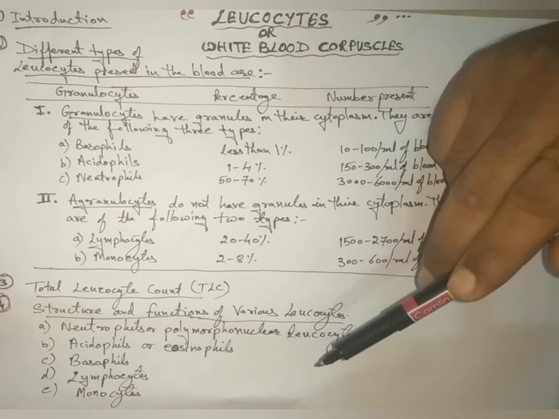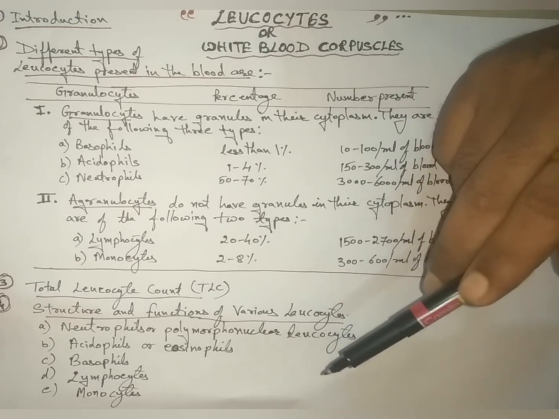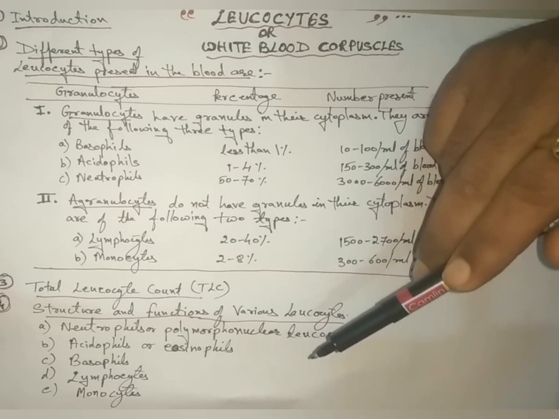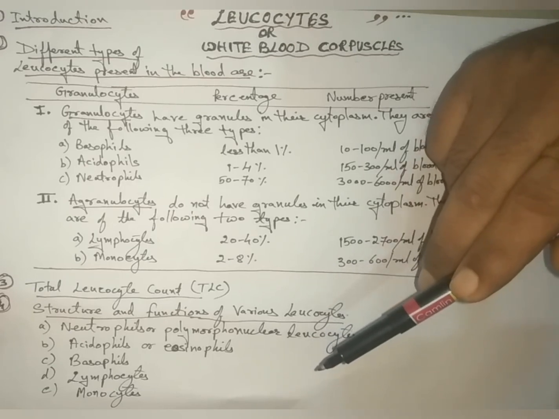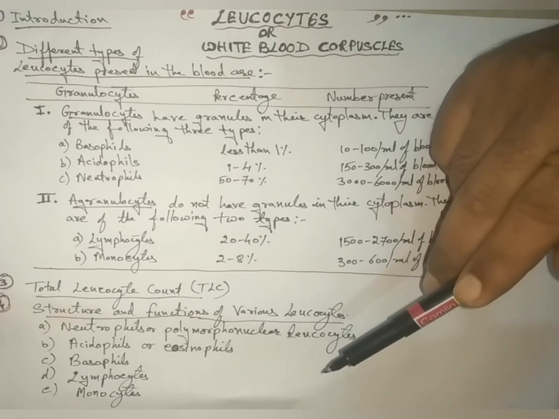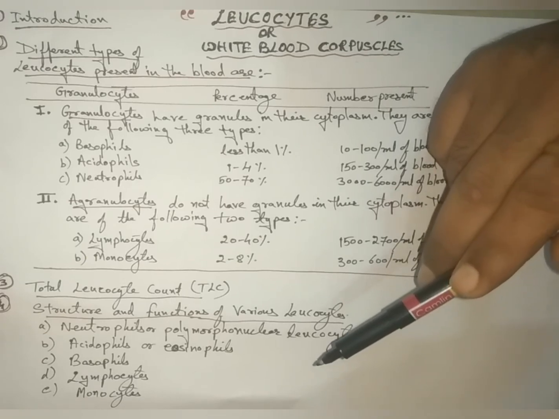Monocytes also perform active phagocytosis. Monocytes follow neutrophils in the area of infections or inflammations. However, the mechanism of phagocytosis is similar to that of neutrophils. Monocytes also kill tumor cells after sensitization by lymphocytes.